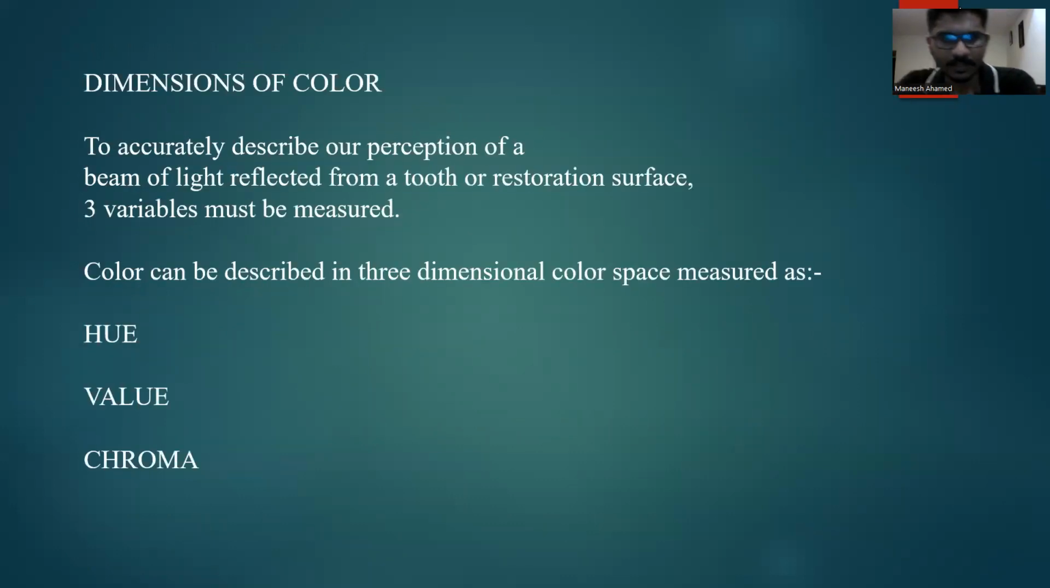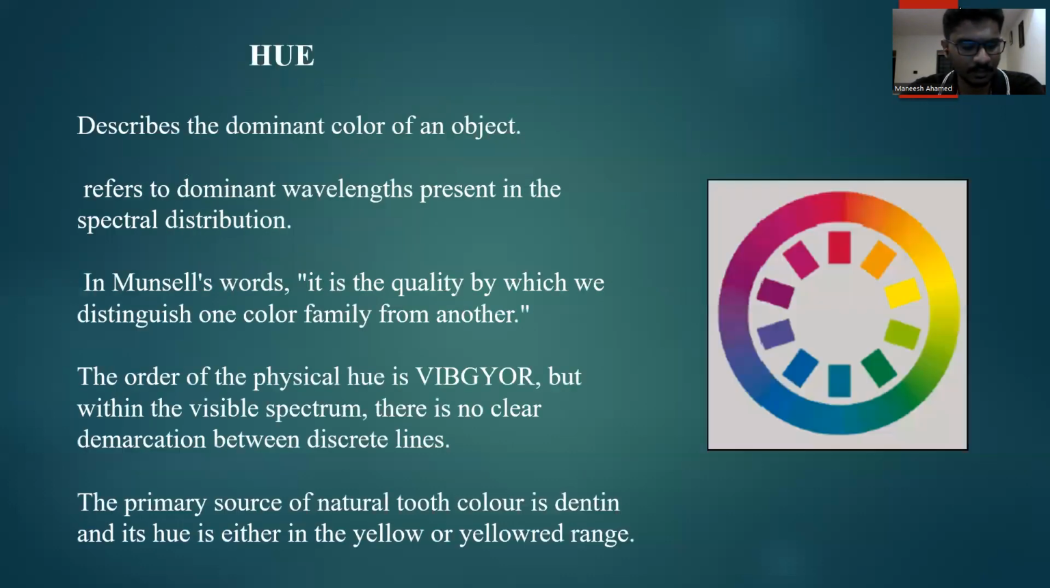And in order to understand color, the color is divided into various dimensions. To accurately describe our perception of a beam of light reflected from a tooth or restoration surface, three variables must be measured. So the color can be described in three dimensions, the color space, measured as hue, value, and chroma.